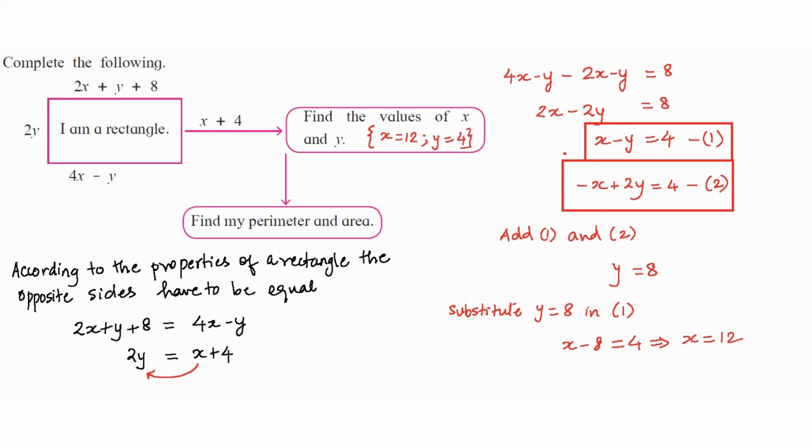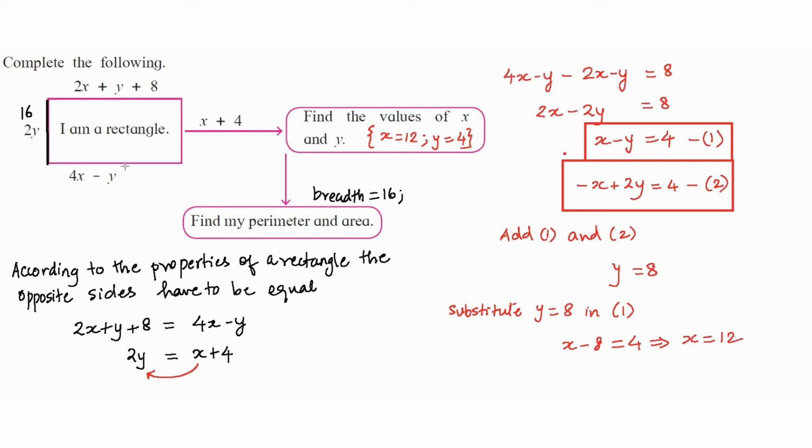Now they're asking me to find the perimeter and area. So to find the perimeter and area, I should first be finding the sides, right? Now let's concentrate on the breadth over here. So what is the breadth here? Breadth is 2y. So y is 8. So 2y is going to be 16. So the breadth of the rectangle is 16.